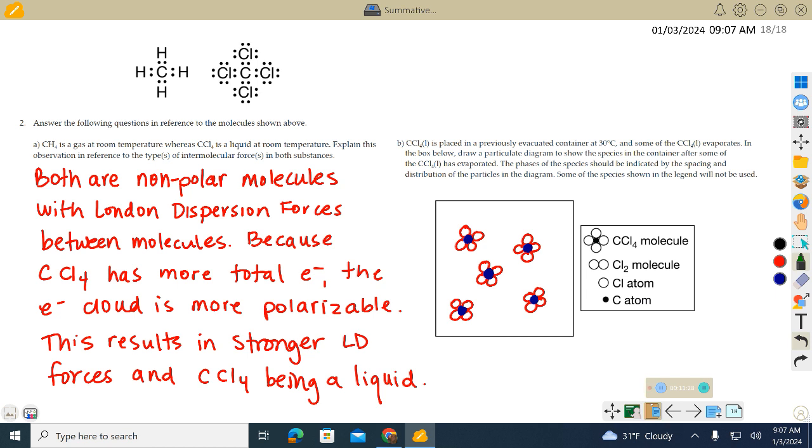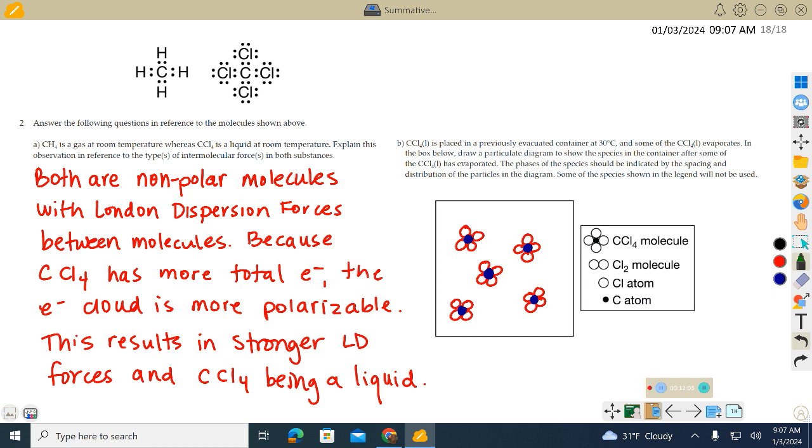Well, again, it's that polarizability. There's more total electrons in the carbon tetrachloride. So with more electrons, there's just a greater chance that they're not evenly distributed in the electron cloud. Greater polarizability results then in a greater chance of getting partial charges. And then in part B, I've got some carbon tetrachloride liquid placed in a previously evacuated container, which just means empty container, at 30 degrees Celsius, where some evaporates.